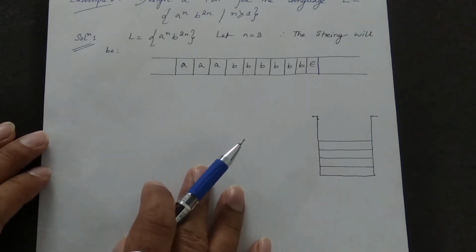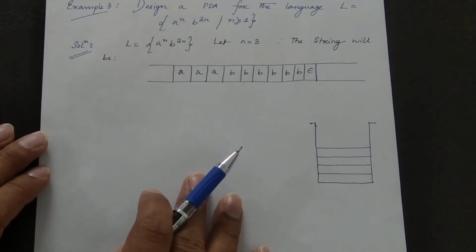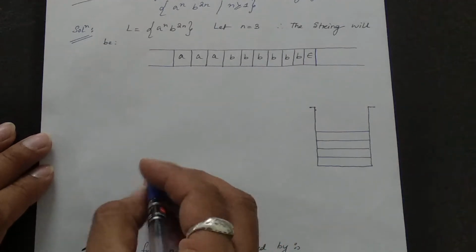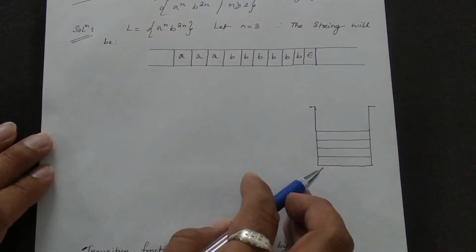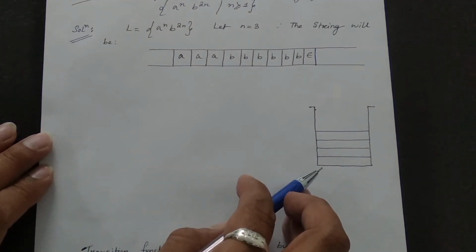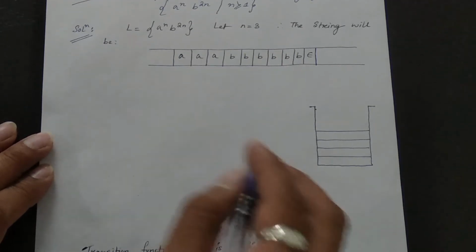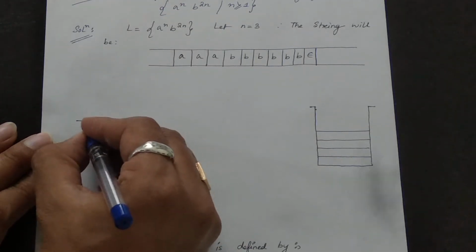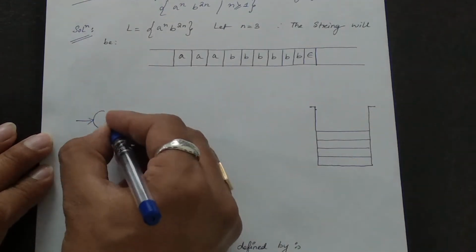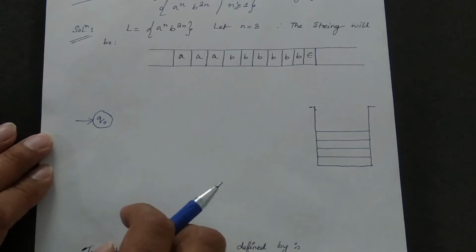So how to draw the transition diagram? This is my concern. So let me take to the diagram. Initially the stack is empty. The initial transition is always the same and the final transition is always the same for every transition diagram. You only have to understand the middle part. So let me take the initial state as Q naught.